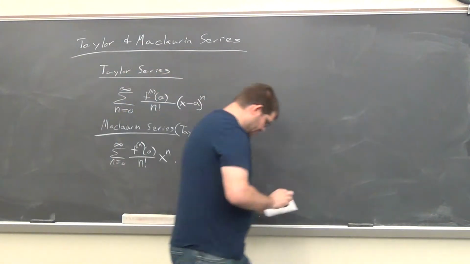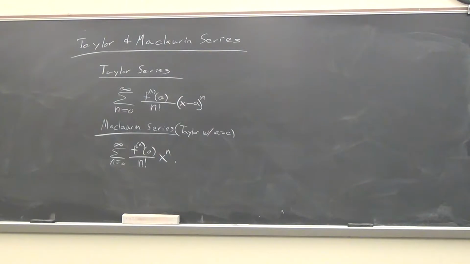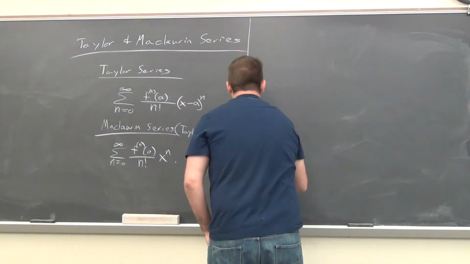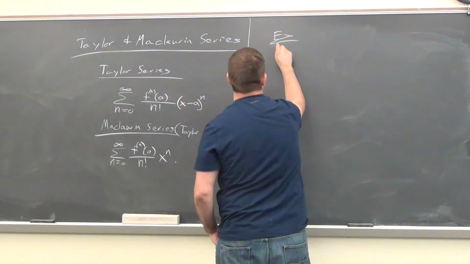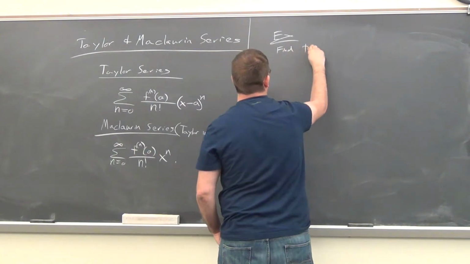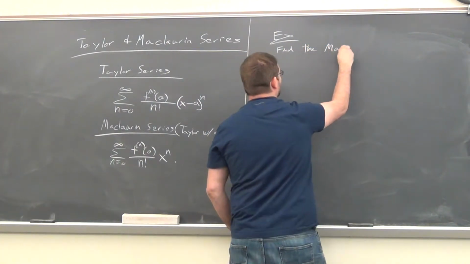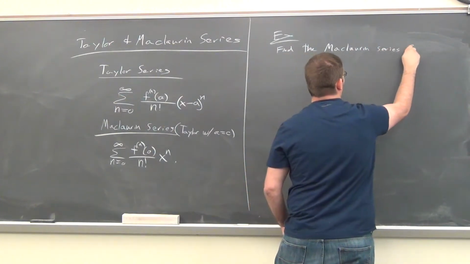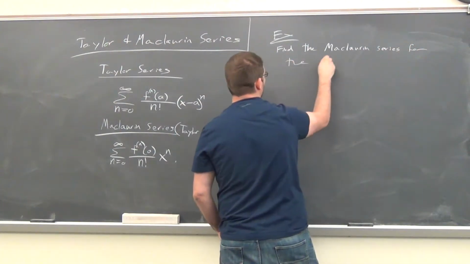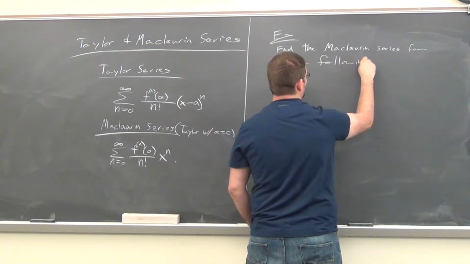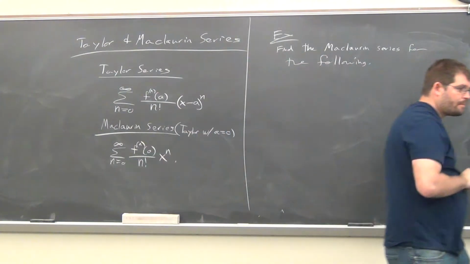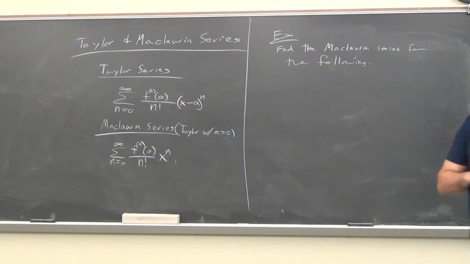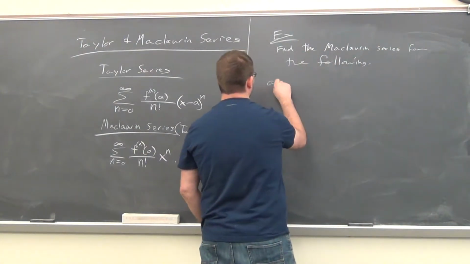Okay. So with this in hand, we're going to start to try to build some series for other functions. So find the Maclaurin series for the following. We could already have done this one based off some earlier stuff, but let's look at it again.